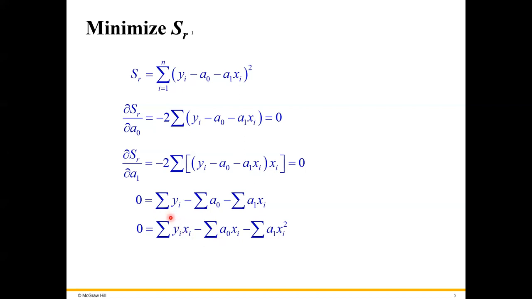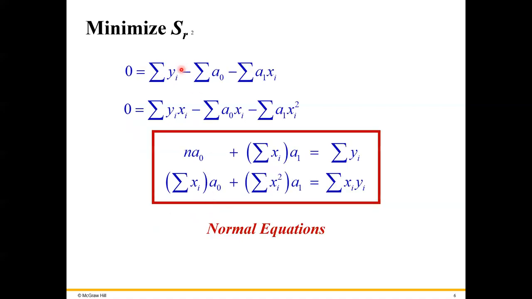In this equation we can see sigma a naught, and then we can further simplify this equation like this: n times a naught plus sigma x times a1 is equal to sigma y, then sigma x times a naught plus sigma x square times a1 is equal to sigma x y. This form of the equation is called the normal equations. This is a system of two linear equations, and you can see that it is relatively easy to memorize this equation as well.